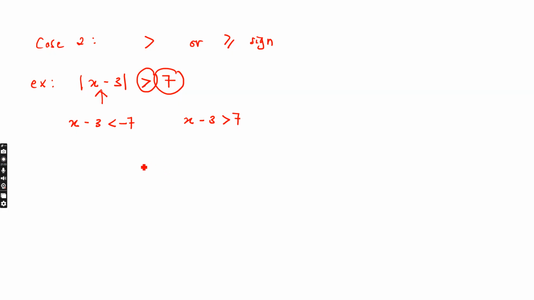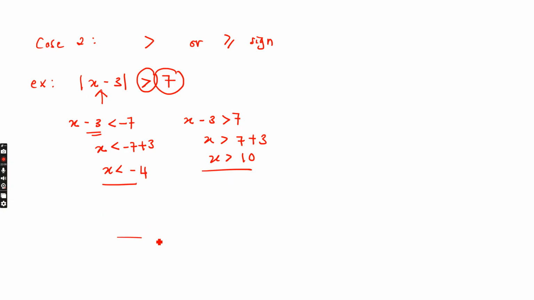And then what you need to do is, here you just solve the value of x. So you move negative 3 to the right side. So x less than negative 7 plus with 3. So x less than negative 4. Now solve this one. X minus 3 greater than 7. So x greater than 7 plus 3. The answer will be x greater than 10. So once you finish like this, right, you have these 2 inequalities.